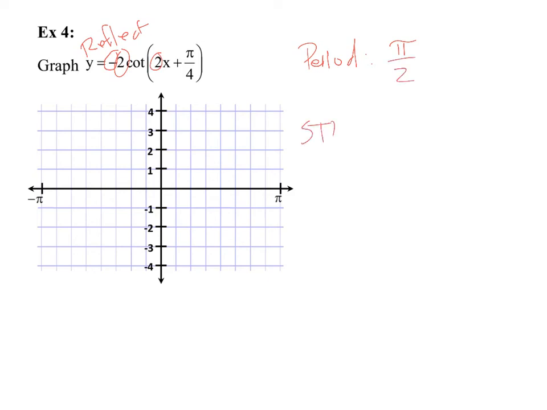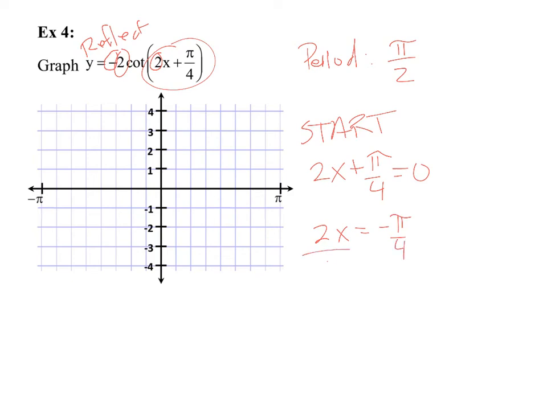Then I have a starting asymptote that's shifting. So I set 2x plus pi over 4 equal to 0. Subtract pi over 4. Then divide by 2. And x is equal to negative pi over 8. All right, that's my new starting asymptote.